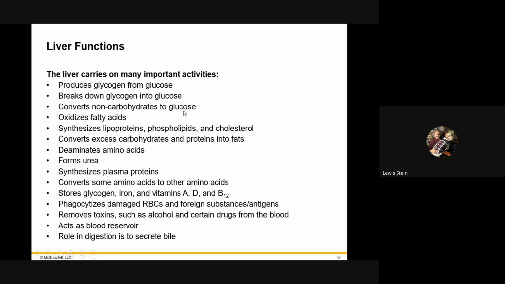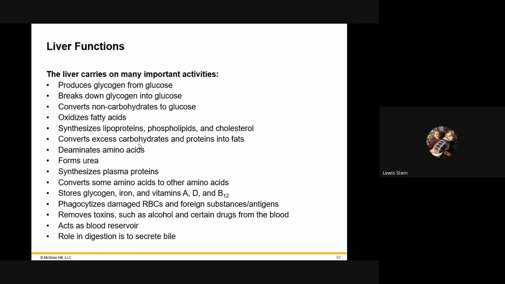Non-carbs to glucose is called gluconeogenesis. It breaks down fatty acids and synthesizes lipoproteins. It's how we transport fats in the bloodstream. Phospholipids, all about membranes. It makes cholesterol. We need that everywhere. Excess carbs go into proteins, and this is the problem with diet, into fats.